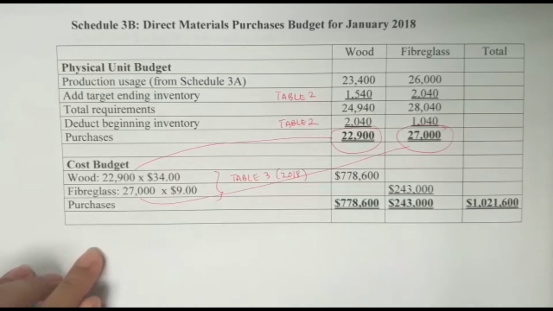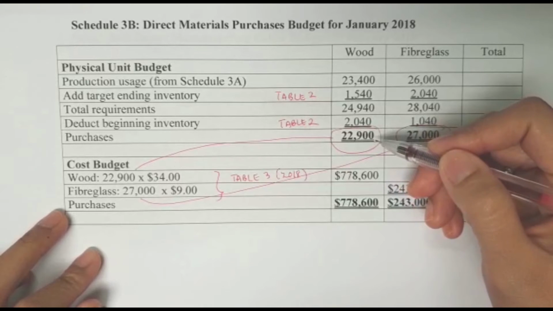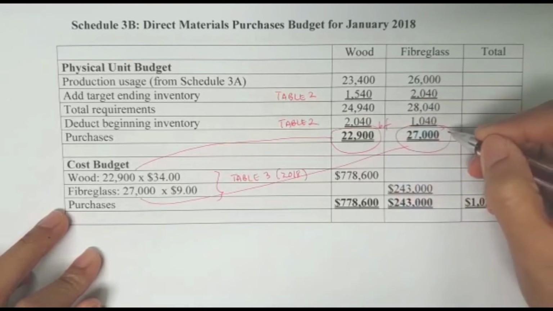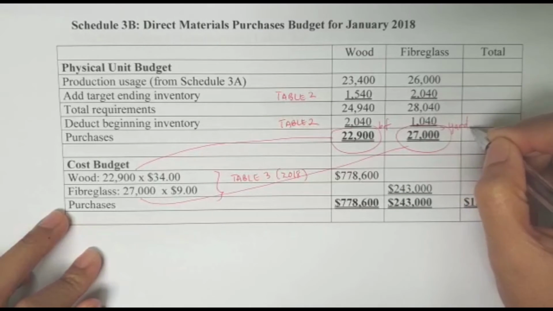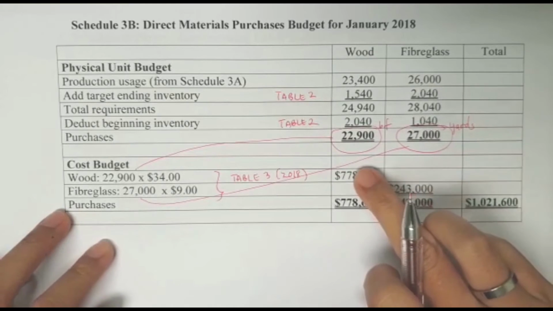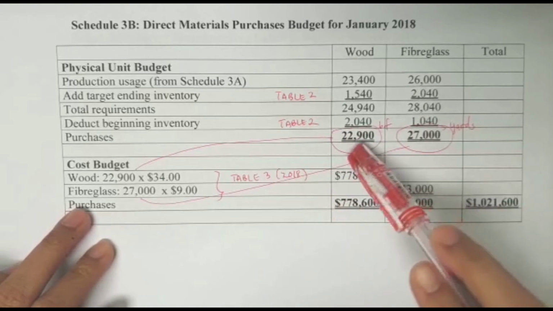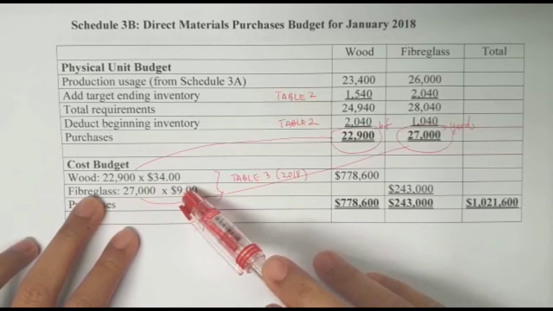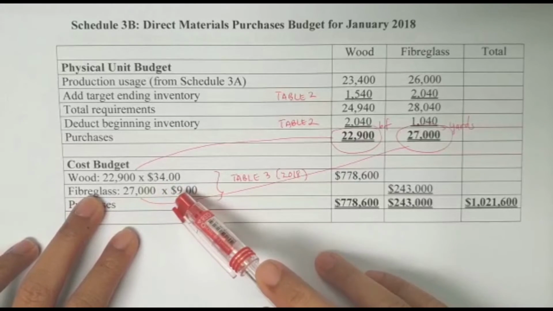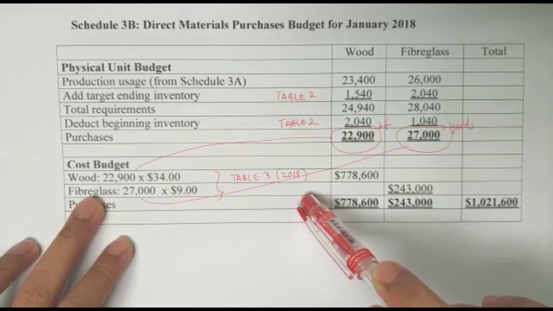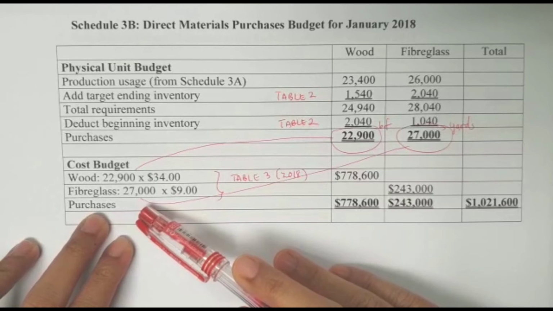Okay, now we want to calculate the price, because this is actually in the form of board feet, in this form of yards, not in the form of RM, not in the form of dollar or ringgit. Now we are going to calculate the cost budget. Now we want to buy 22,900. We have to times with the price for the wood for the year 2018, because we want to buy that in this year.